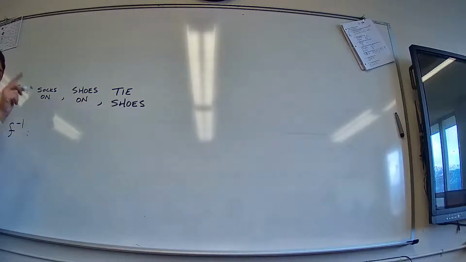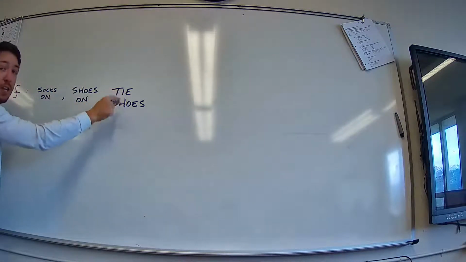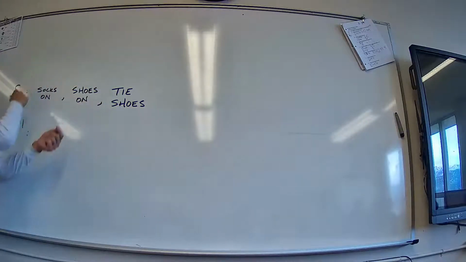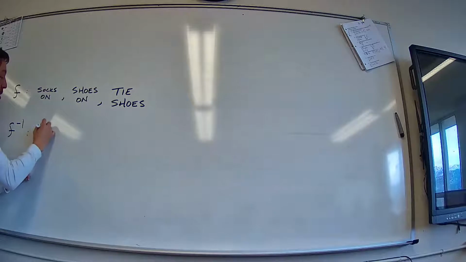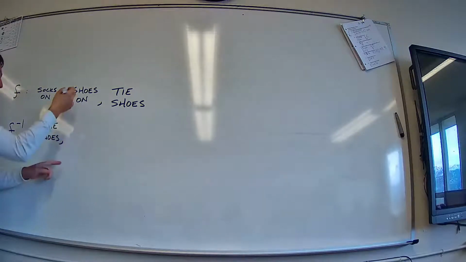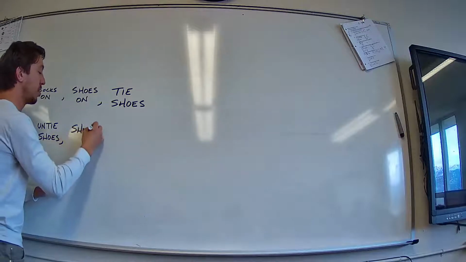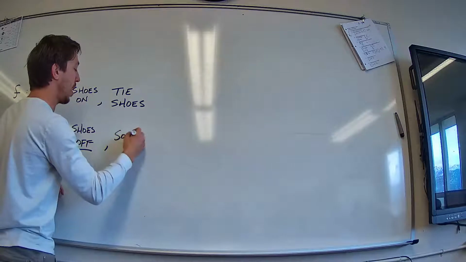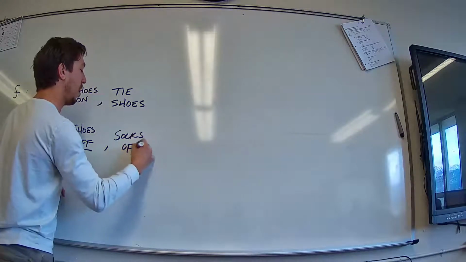So this is a big idea here, okay? The first thing you do on the inverse is not to take your socks off, right? It's to undo this one first. So you invert each operation in reverse order. So you're going to untie your shoes, then do shoes off, then you're going to go socks off.